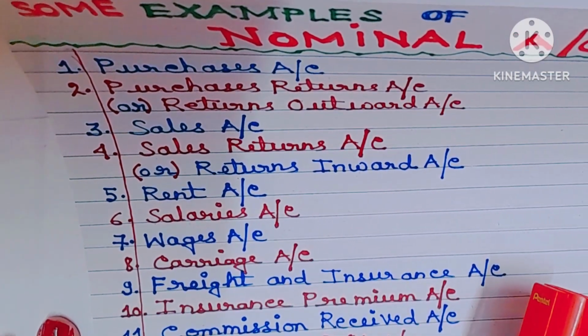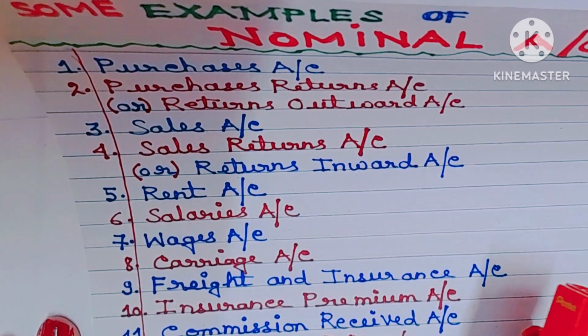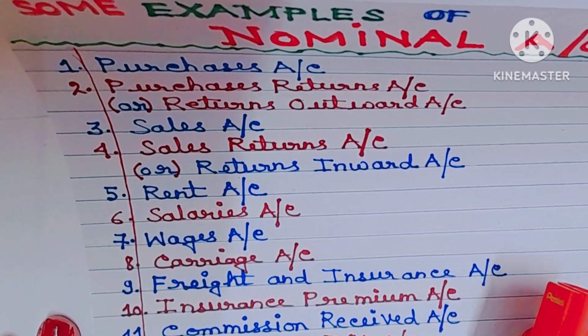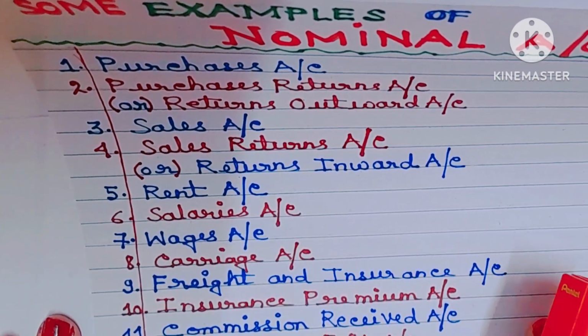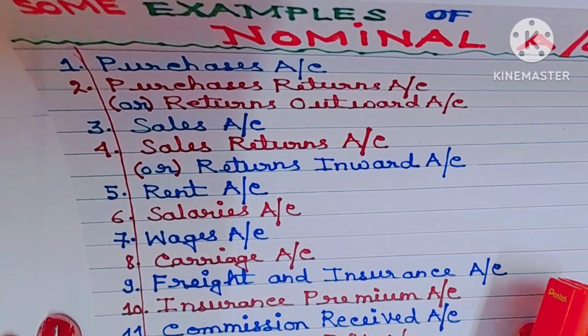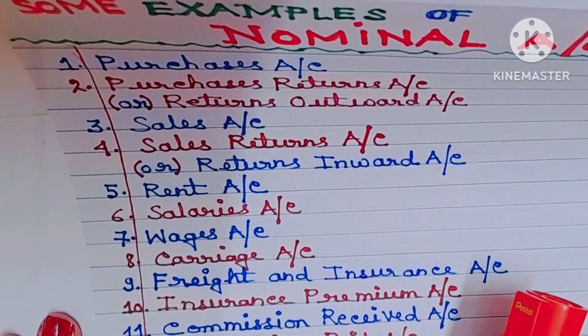So purchases return account is an income for the business because when goods are returned to the creditor or supplier, expenses are reduced, resulting in income. So purchases return account should be credited because according to nominal account, all incomes are credit.